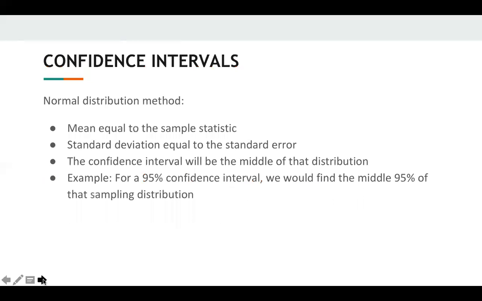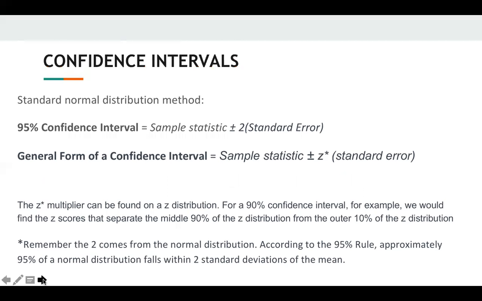Okay, so moving into confidence intervals. So something to know with confidence intervals when you're using the normal distribution is that your mean is equal to the sample statistic, the standard deviation equals the standard error, and the confidence interval is in the middle of that distribution. So for example, for a 95% confidence interval, you find the middle 95% of that sampling distribution.